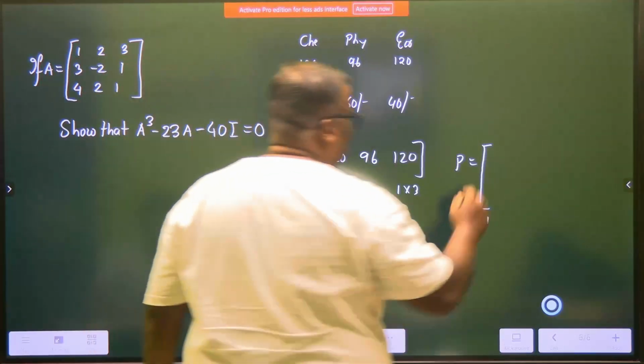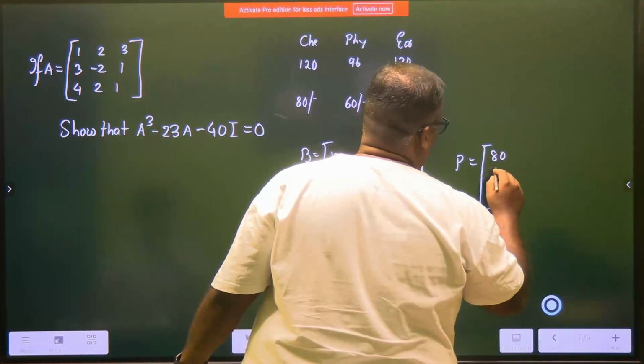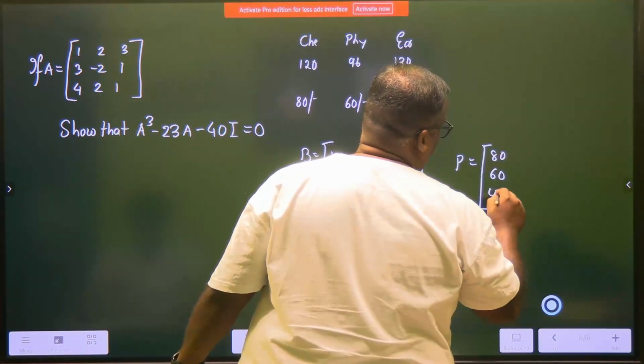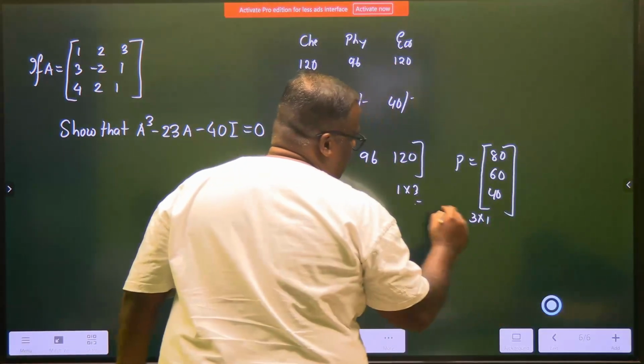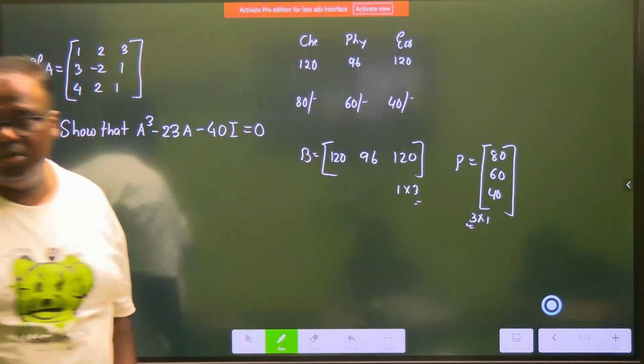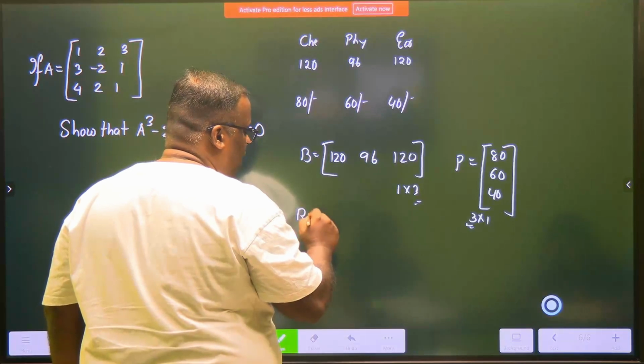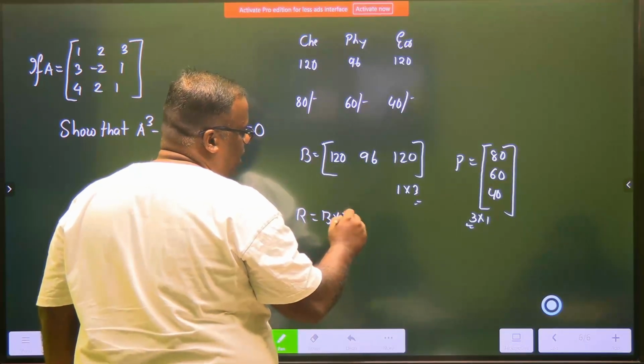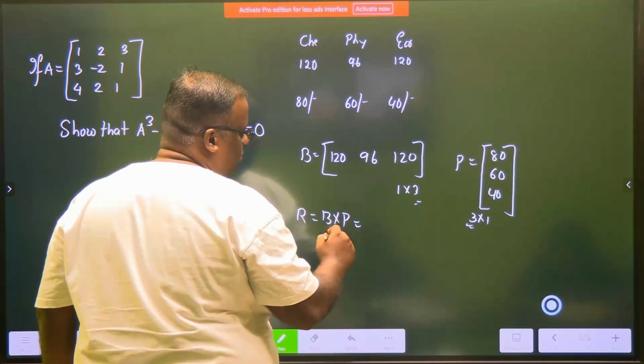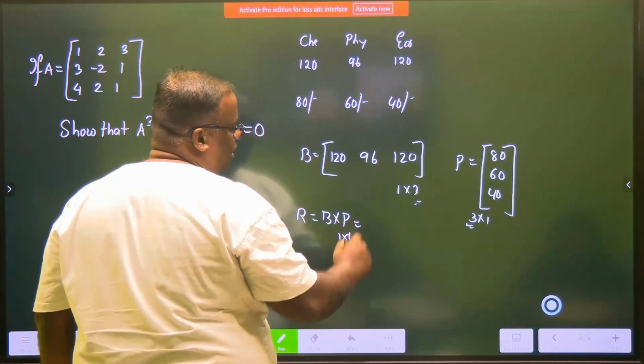So these will be the prices 80, 60, 40. Did you understand, children? 3 and 3 match means this matrix multiplication is possible, and my revenue will be given by books multiplied by the price, which will be a matrix that is 1 cross 1. Can you get me the value now?